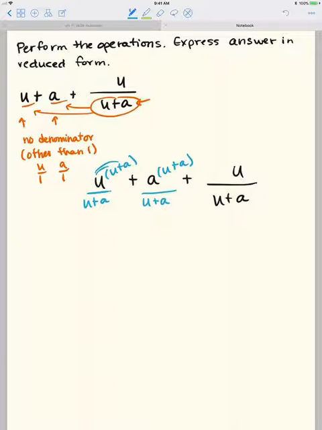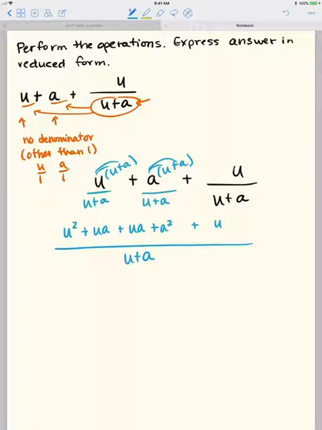And if we distribute the numerators, we get u squared plus ua, and then we get another ua or au with an a squared, and then plus a u, and that's all over the same denominator of u plus a.